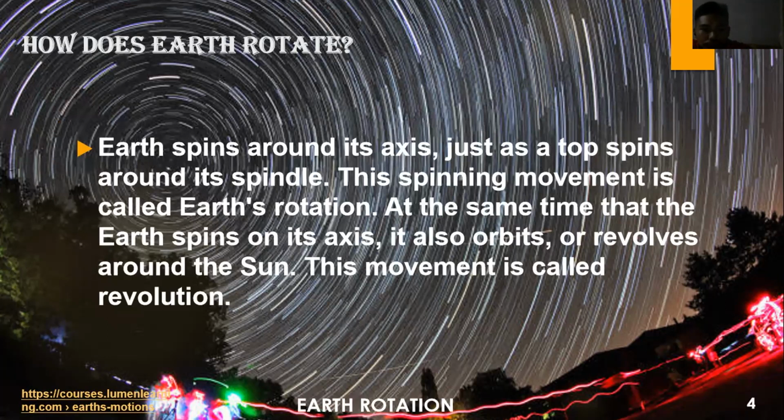At the same time that the Earth spins on its axis, it also orbits. Ano yung orbits? In physics, an orbit is the gravitationally curved trajectory of an object, such as the trajectory of a planet around a star or a natural satellite around a planet. Normally, orbit refers to a regular repeating trajectory, though it may also refer to a non-repeating trajectory.